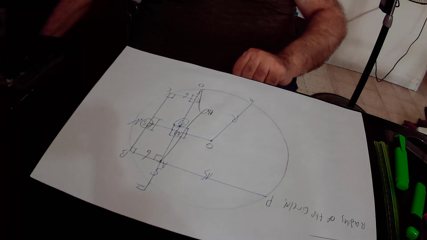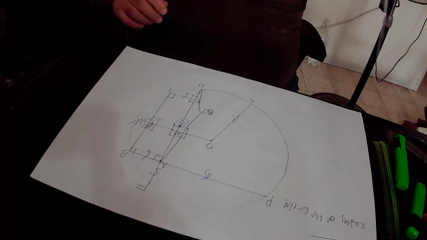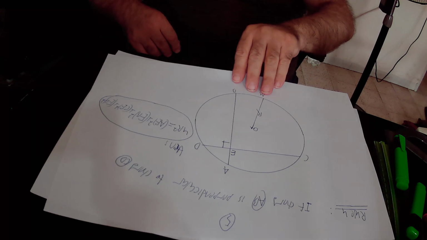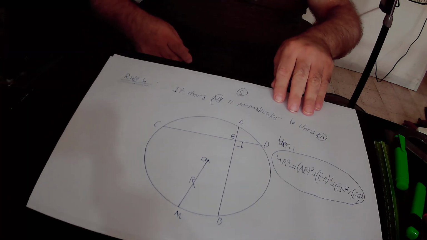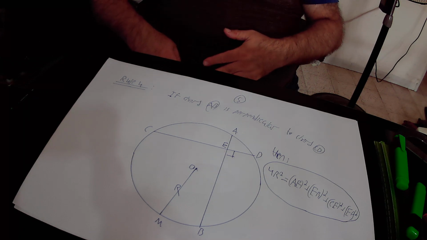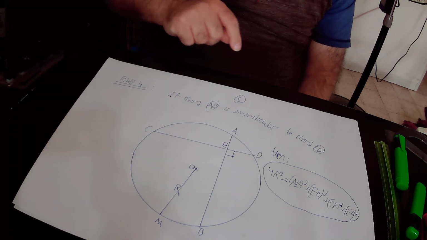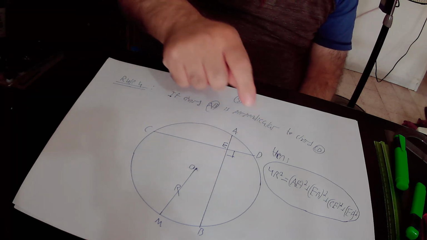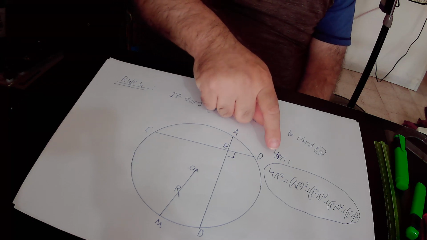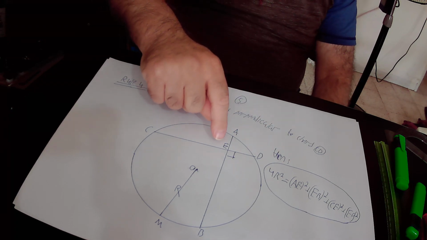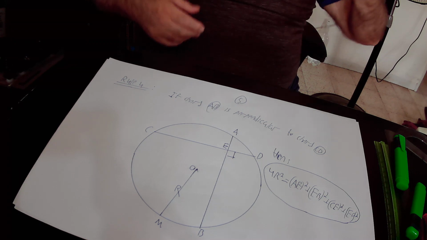In the next step, I presented a new rule, rule number 4, and we implemented it in our drawing. Whenever you have two chords that are perpendicular to each other, you can implement a certain formula. We have chord AB that intersects chord CD at 90 degrees. That is, chord AB is perpendicular to chord CD, and therefore, if we define the radius of this circle as capital R, we get that 4R squared equals AE squared plus EB squared plus CE squared plus ED squared.